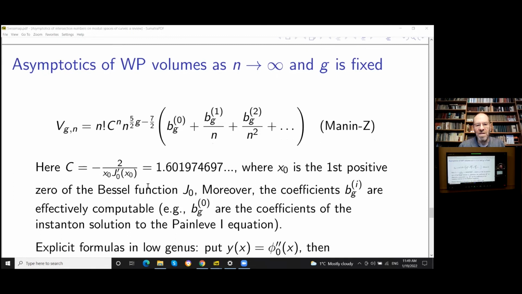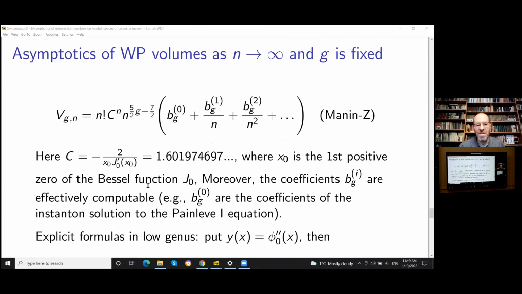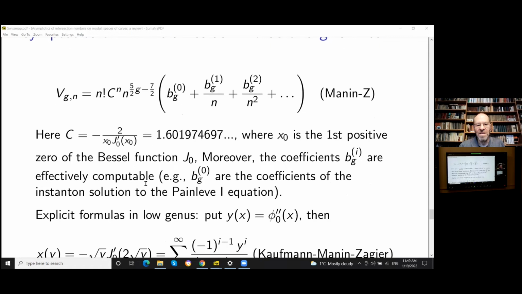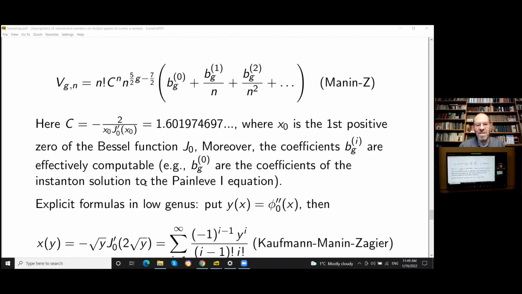For instance, if we consider the constant term, b_{g,0}, then these constant terms are the coefficients of the so-called instanton solution to the first Painlevé equation. So you see, two interesting functions appear in the asymptotics of Weil-Petersson volumes, namely the Bessel function J naught and the instanton solution to the Painlevé equation.